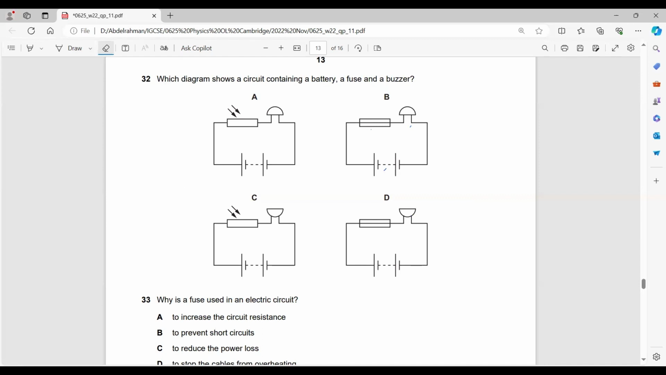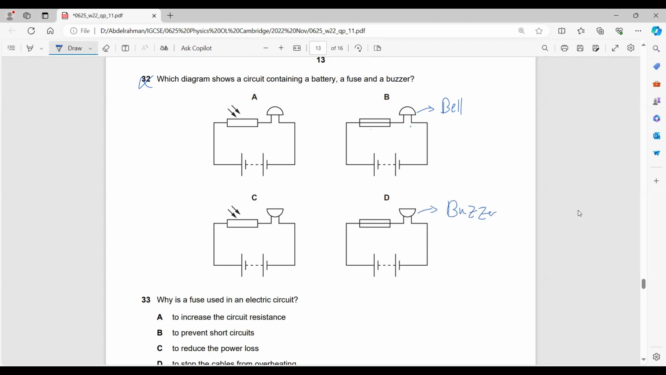Question 32. Which diagram shows a circuit containing a battery, a fuse, and a buzzer? Actually, this question has been removed. Okay, this question is cancelled. Why is it cancelled? Because the buzzers and the bells have been removed. They have a very slight difference in the drawing. This is the drawing of a bell. And this is a drawing of a buzzer.